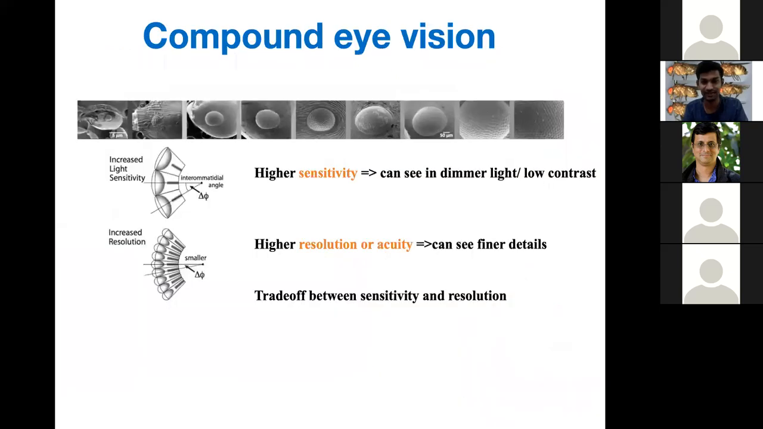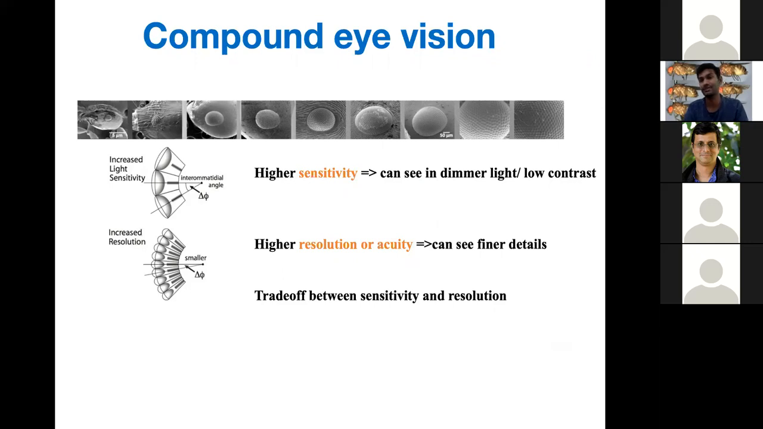So we wanted to answer how miniaturization affects vision, but more specifically, we tested two different visual abilities that are important for visual systems. That is sensitivity and resolution, or acuity. You can make a smaller eye in different ways. You can have fewer but larger ommatidia. That's one way to make a smaller eye.